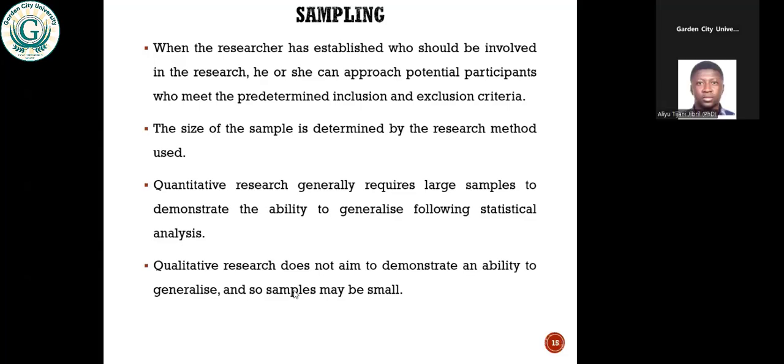So the next stage is about sampling. That is where we got to. So we said that in research, there are two main. Okay, all right, Rhoda, that's okay. I'm glad it is okay now.